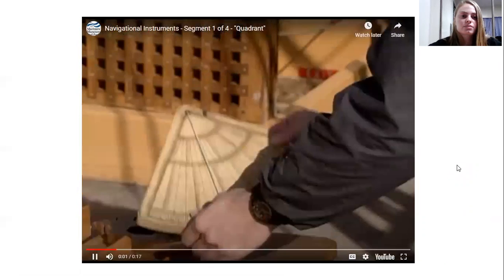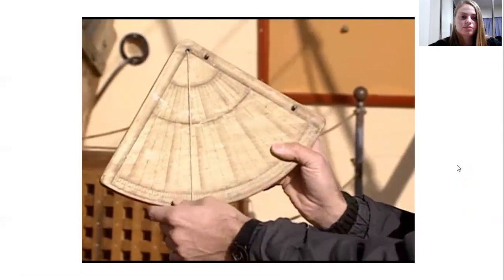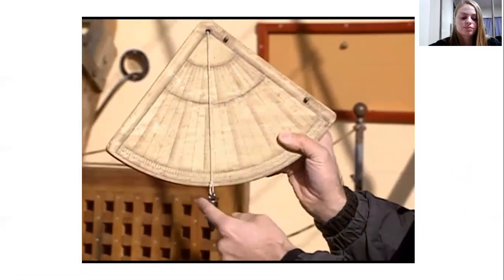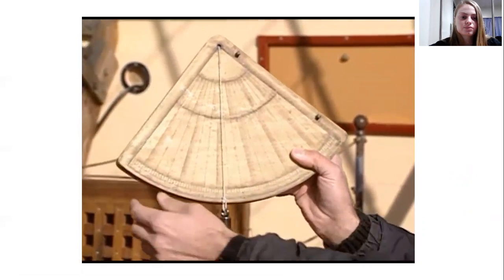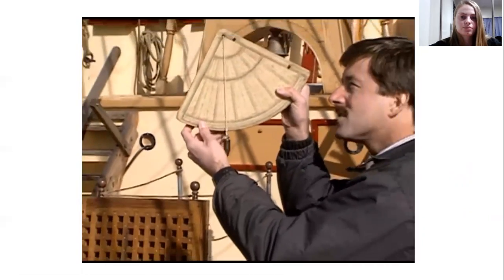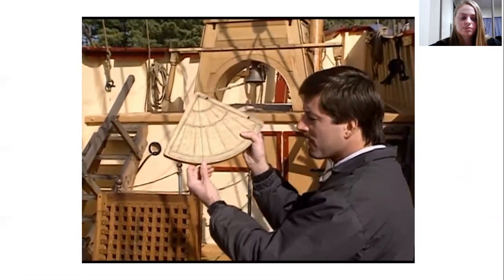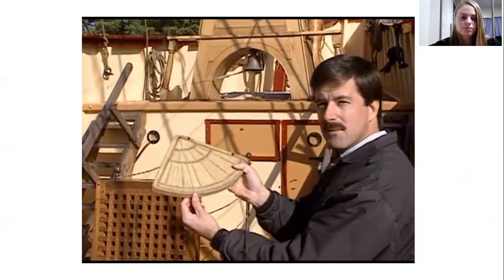The quadrant is 1/4 of a circle. It's usually made of brass or wood. From the top is hung a plumb bob. Along the lower edge is a scale. Early mariners sighted along the edge to the celestial body, reading off the lower scale the angle that the body was above the horizon.